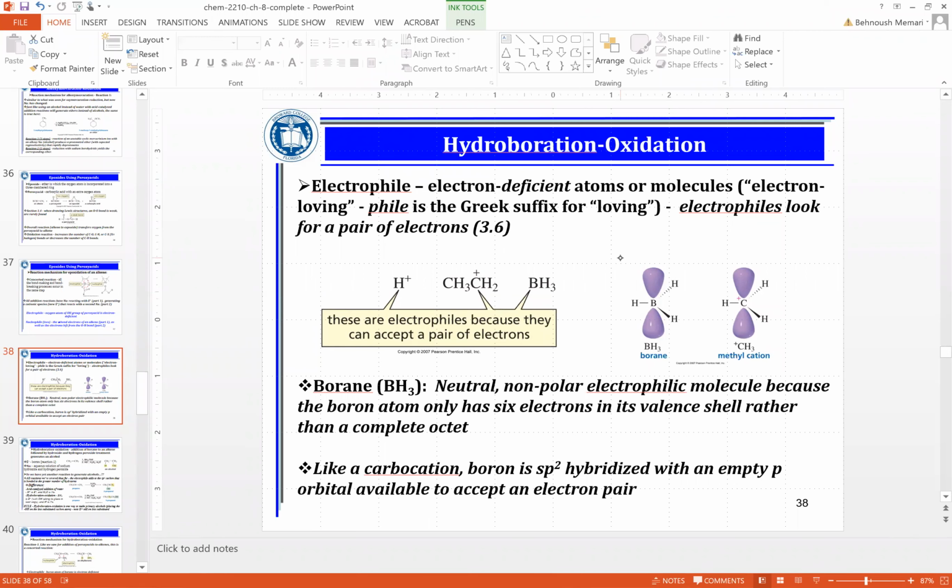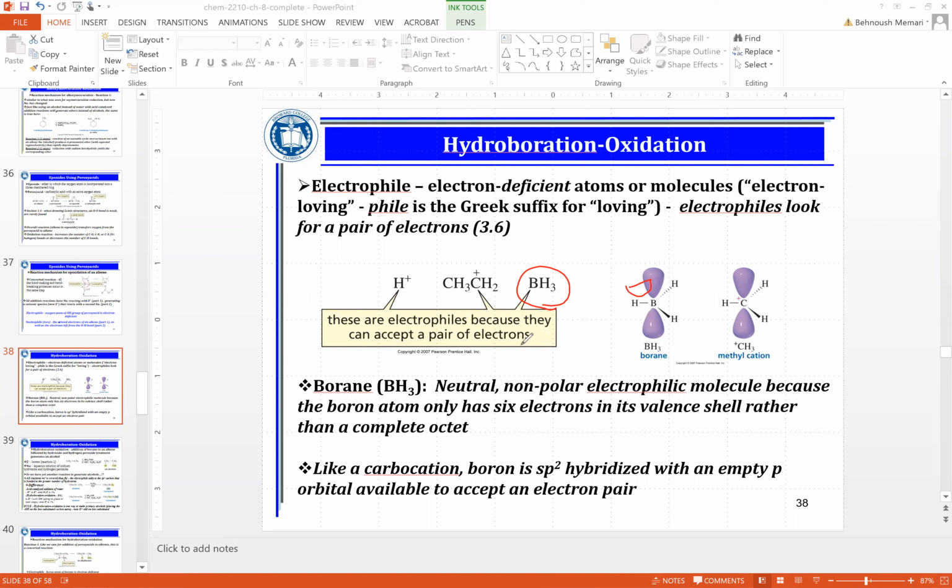Hydroboration oxidation is the next reaction, and this reaction is indirect addition of water. Hydroboration, borane itself is a Lewis acid because it's electron deficient. Borane has only 3 bonds or 6 electrons. It doesn't satisfy the octet rule. It looks like a carbocation, so it's very reactive.